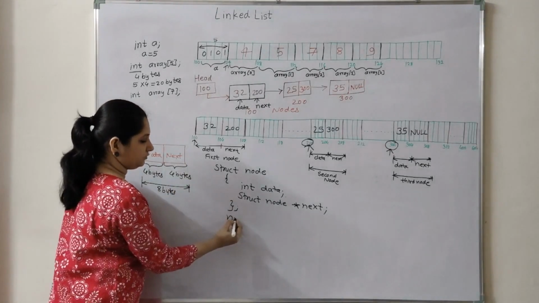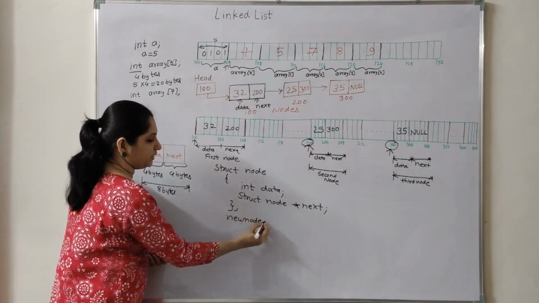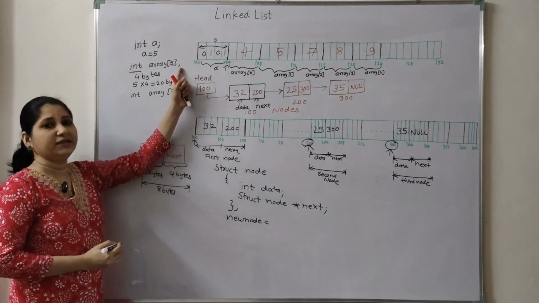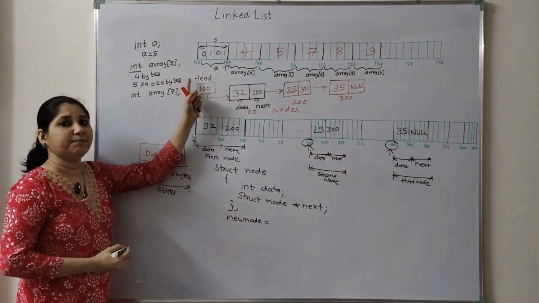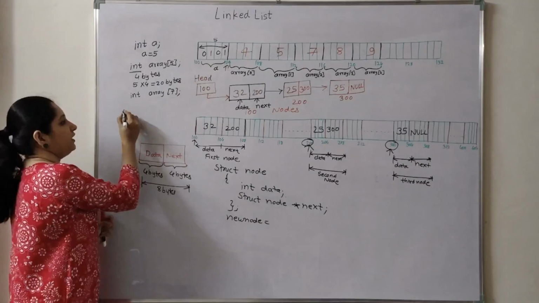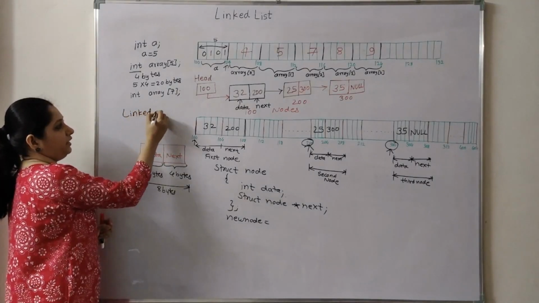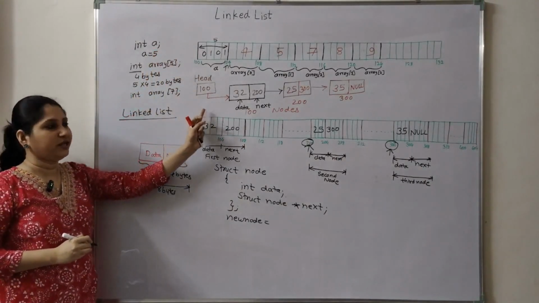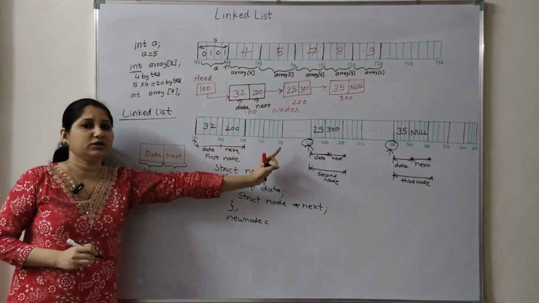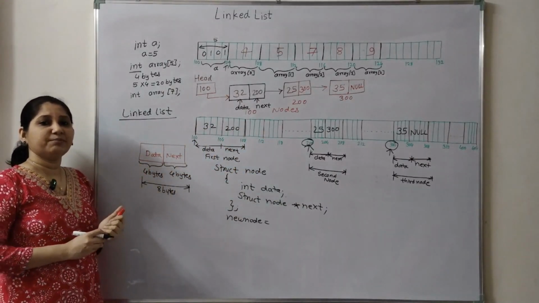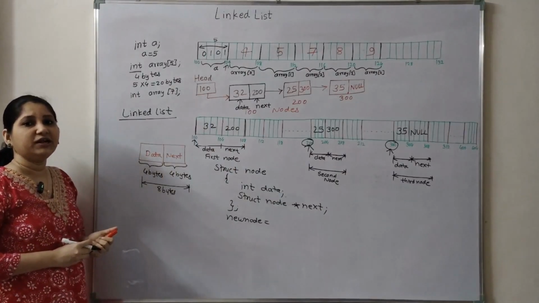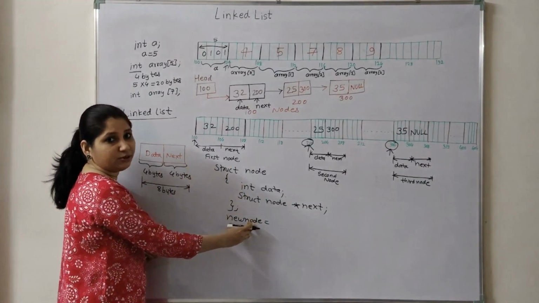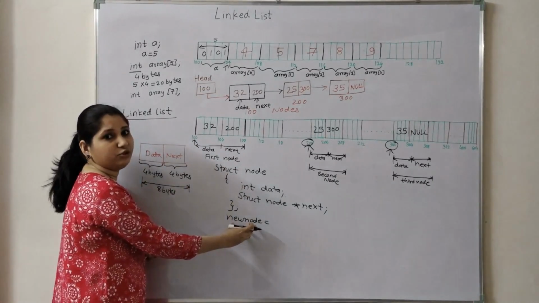Now suppose in the program you are writing a new node, so the memory will be allocated dynamically to the new node. In case of an array, the memory will be allocated at compile time. But in case of a linked list, we are allocating the memory at runtime. So that is called static memory allocation, and this is called dynamic memory allocation. You can watch that video, which is a comparison between static memory allocation and dynamic memory allocation. So in case of a linked list, we are allocating that memory to our new node.